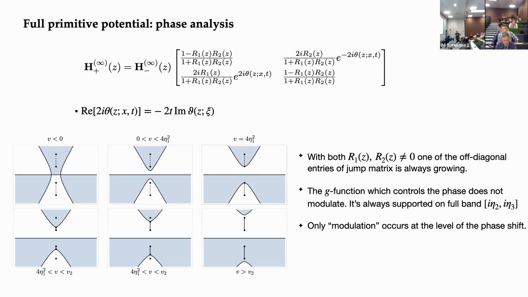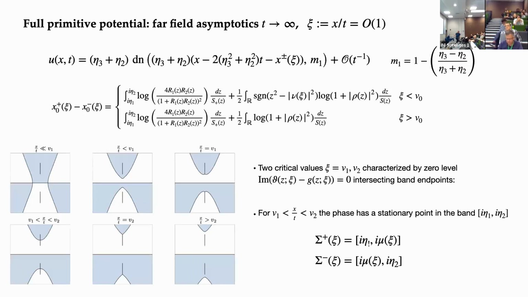It means that when you build this G function that has to control things, it's not modulating. It's got to be supported on the whole band always because you have to control everything. So you build a G function that has no modulation, it's just fixed. So it's exactly the same construction as before, except it's only determined by the endpoints of your spectrum. You build the thing, and then what happens is, if you like the Whitham theory picture, right?